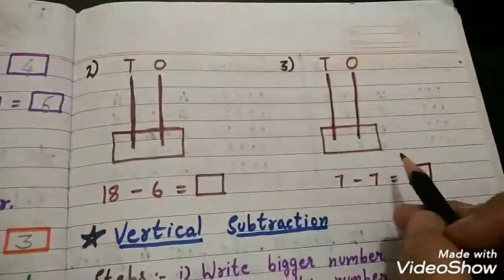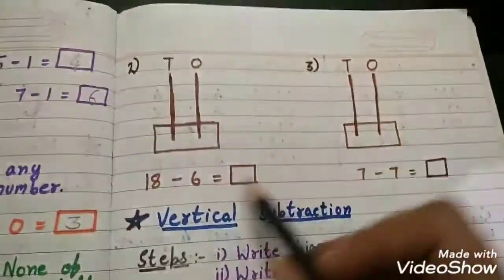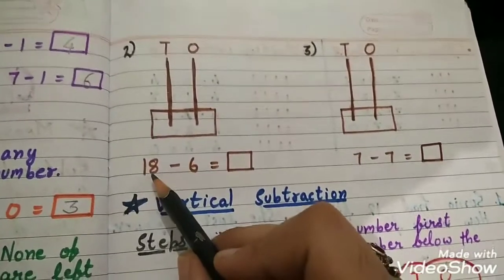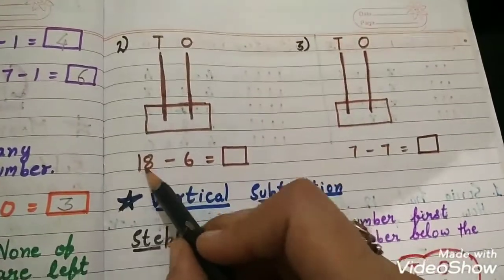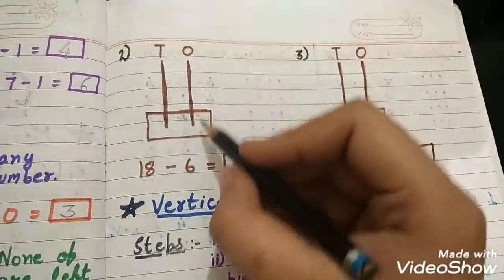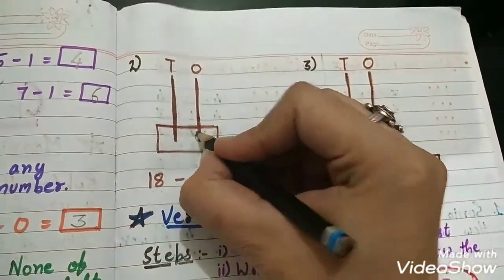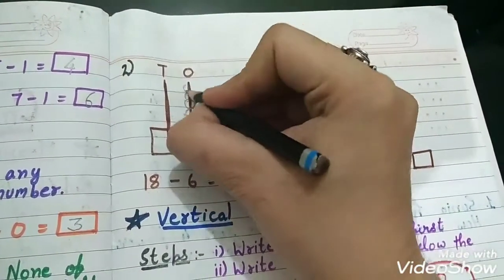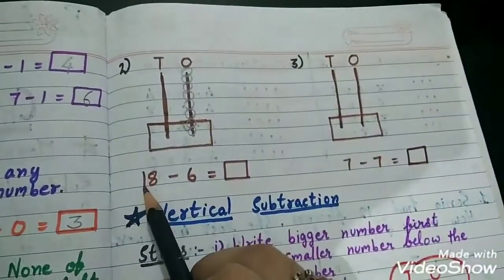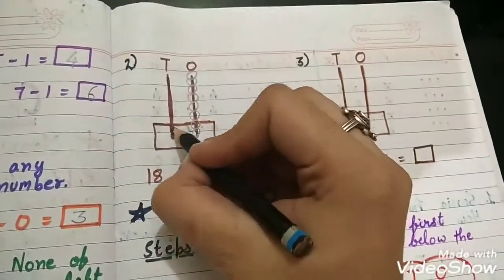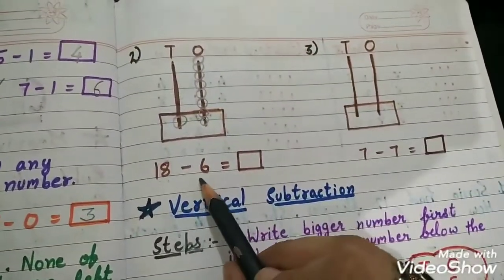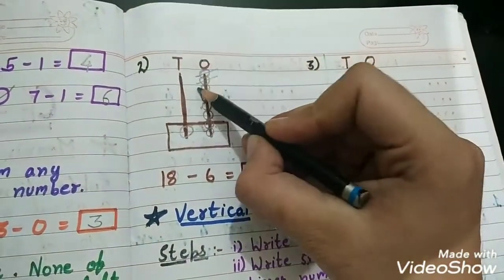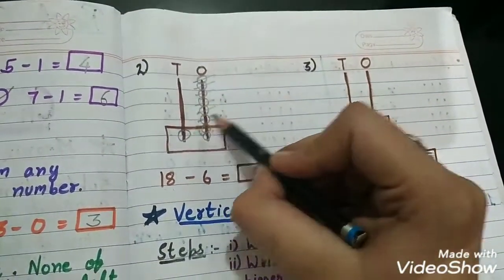Here I have 2 examples for you, right? We will do them right now. See, 18 minus 6. We have to draw first 18 beads. How will we draw this? See, 8 is at one's place, right? So at one's place we will draw 8 beads. 1, 2, 3, 4, 5, 6, 7 and 8. And at ten's place 1. So we will draw 1 bead. Right. Now we have to minus 6. So let's minus it. 1, 2, 3, 4, 5 and 6.